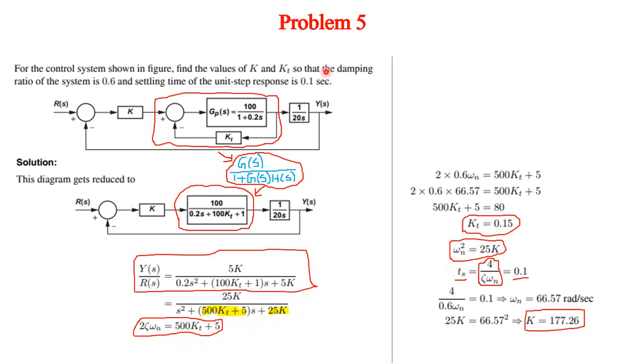They have given zeta as 0.6, and that 0.6 we are substituting. So 500 Kt plus 5 equals 2 into 0.6 into omega n.